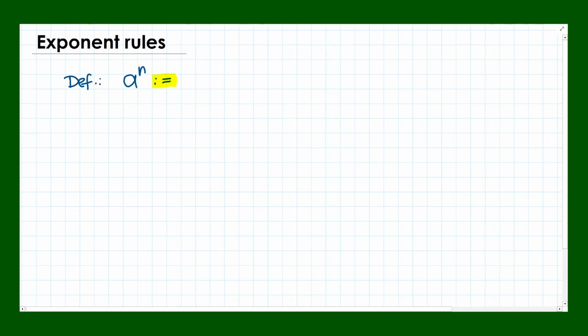So what does this actually mean? Well, it means that we will pick up the same number and keep repeatedly multiplying this number by itself until we reach the desired number of times, which in this case, in generic terms, is n.